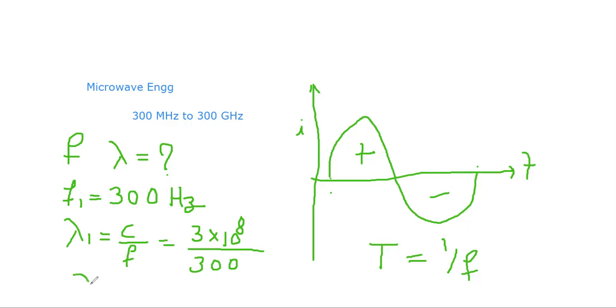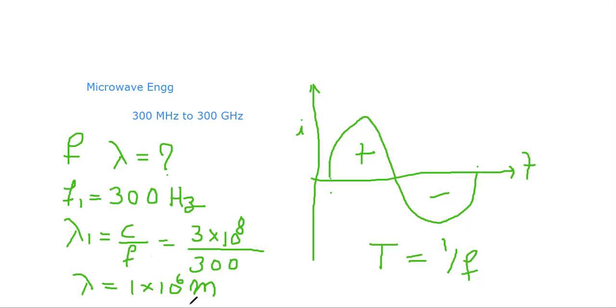So what is this lambda 1? It is a simple calculation. So 3 into 10 to the power 8 divided by 300 is 3 into 10 to the power 6. So 3 by 3, 1. So 1 into 10 to the power 6. What is the unit of lambda? Meters. Yes, because the unit is meters. Here the C unit is meter per second and here per second. So per second will get cancelled, you will get the meter.